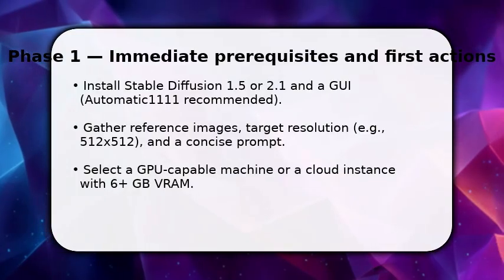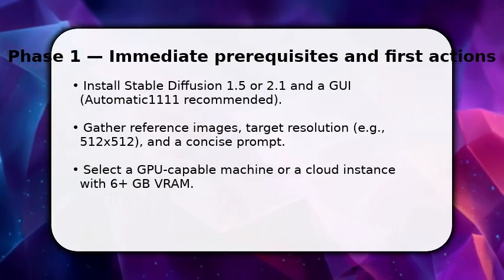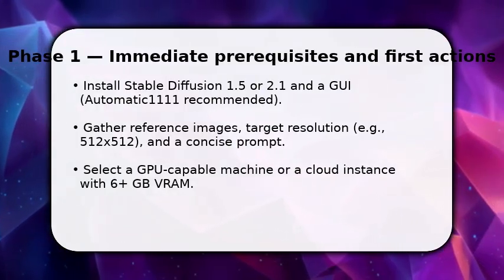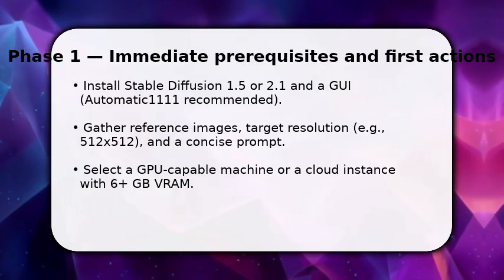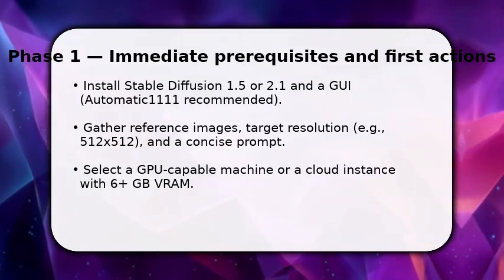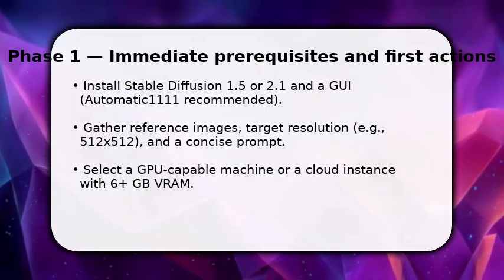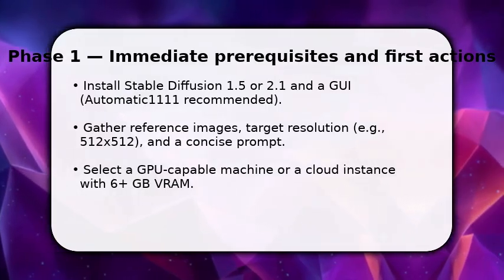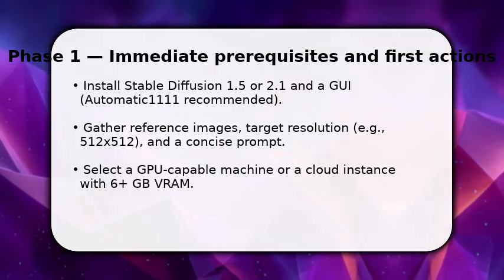You start by getting the model and inputs ready. Install Stable Diffusion and a friendly GUI so you can move fast. Choose 1.5 or 2.1 depending on style needs. Once done, collect any reference images and set your canvas size. 512 x 512 is a reliable default.